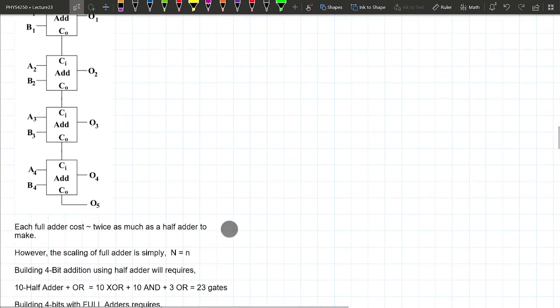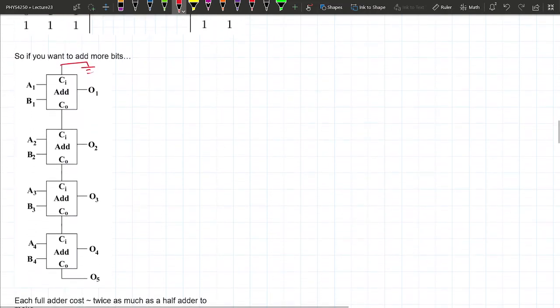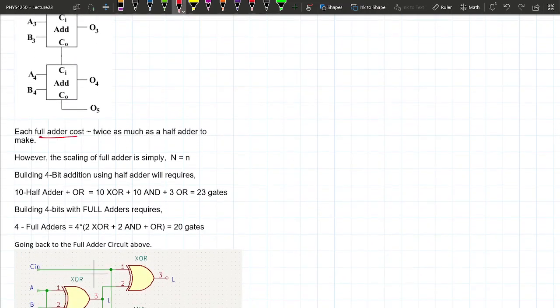So you may think, well, there's a lot of stuff in these full adders though, right? Every full adder takes twice as many parts as a half adder. That's why they're called half adders. So a full adder costs twice as much as a half adder, okay? But the full adder scales a lot better, because the number of bits you're dealing with is equal to the number of full adders.